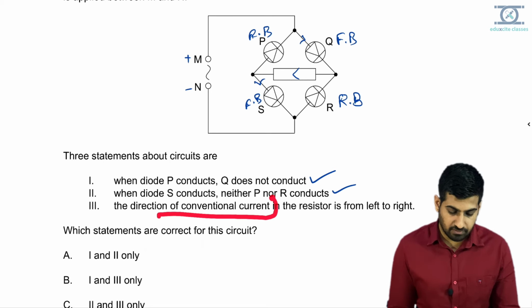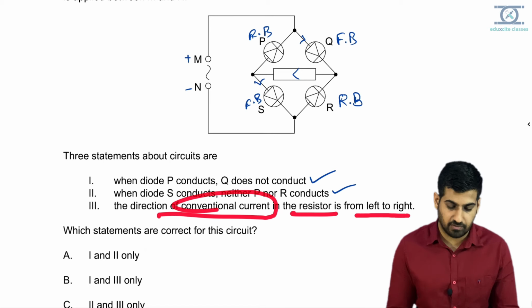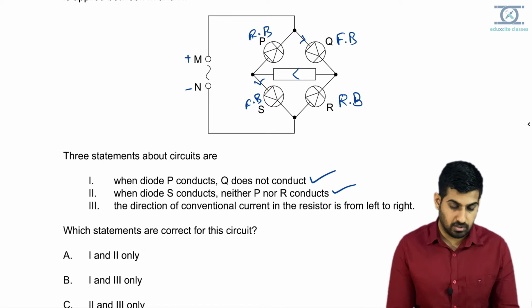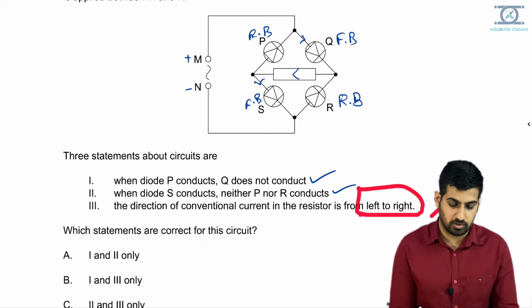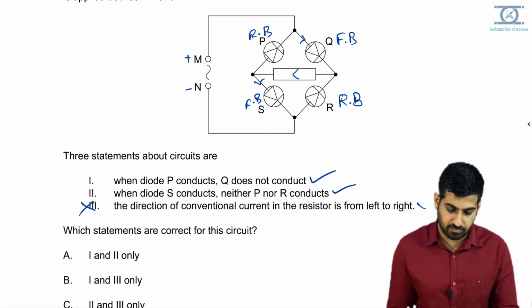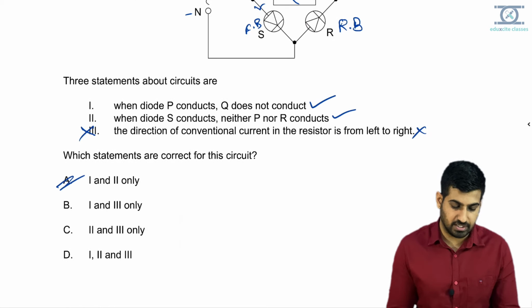The direction of conventional current in the resistor is from left to right. Not exactly. It is always from left to right? No, it can also be from right to left. So you can see it is from right to left going on. So this is the incorrect statement. So only 1 and 2 are the correct statements.